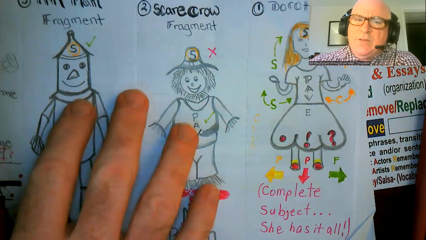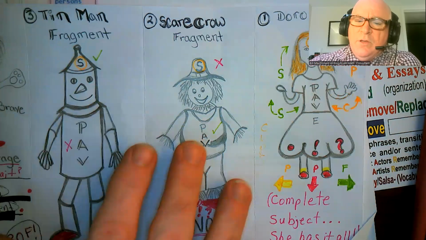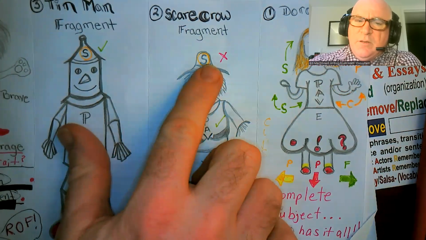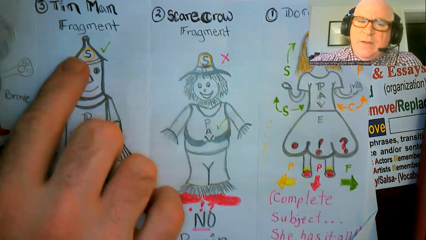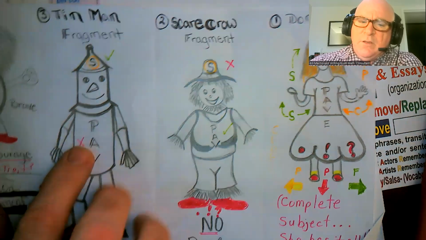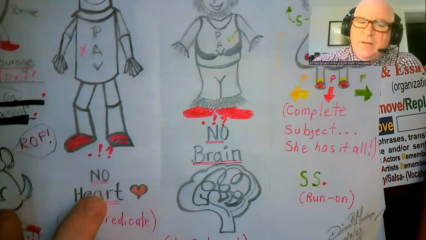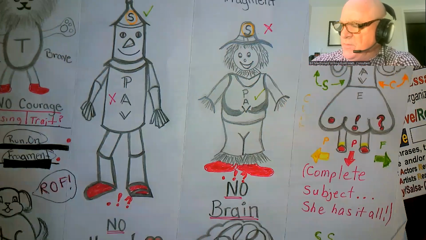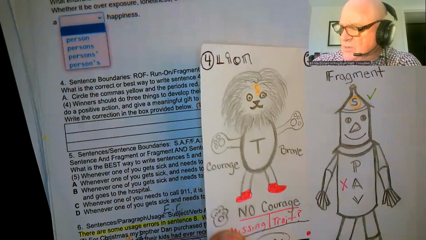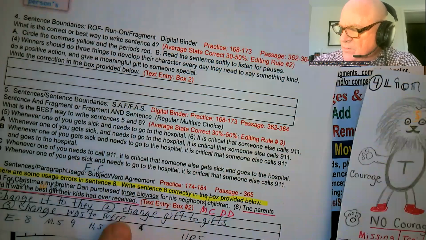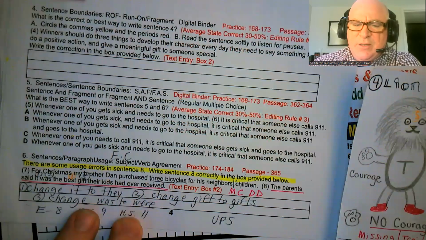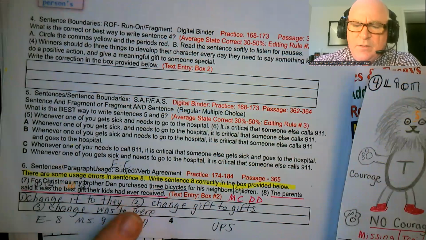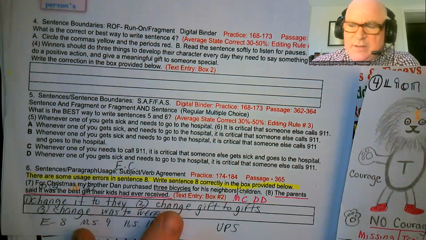I'm not saying Tin Man or Scarecrow, because we've already established that the Scarecrow is a fragment because he's missing his subject, his brain, and the Tin Man is a fragment because he's missing his predicate, his heart. So I highly suggest that you teach your students every time that you see a question that involves usage, when it says one of these, they actually have to check the previous sentence on these drop down inline choices.